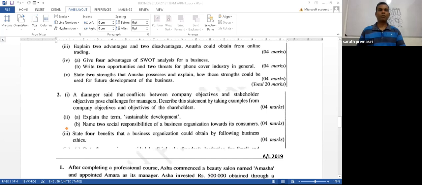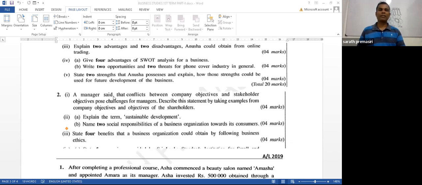Yes, question number 2. In the 2019 question paper, even the first question is related to first term, and part of the second question is related to first term. In question number 2, the first part, second part, and third part are related to first term. Just keep it in mind well. Now we are going to discuss the second question of that 2019 paper.